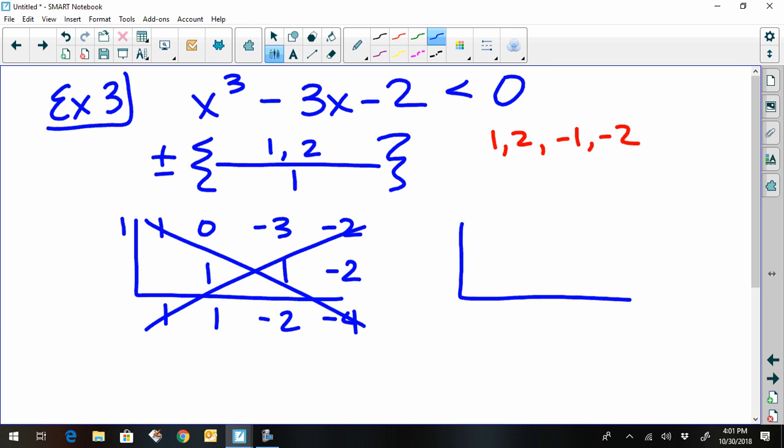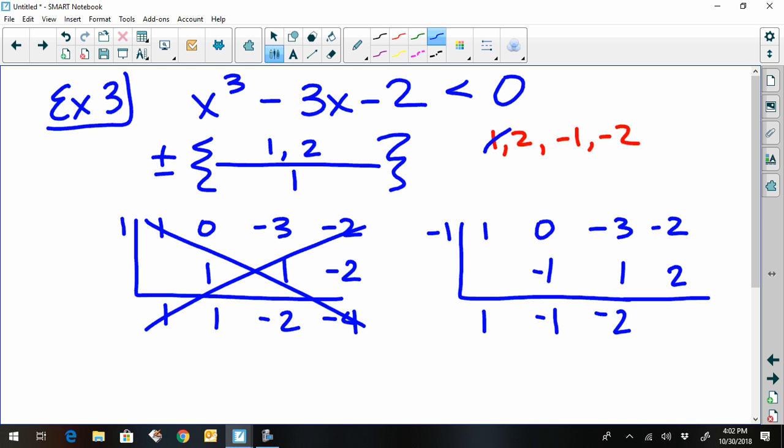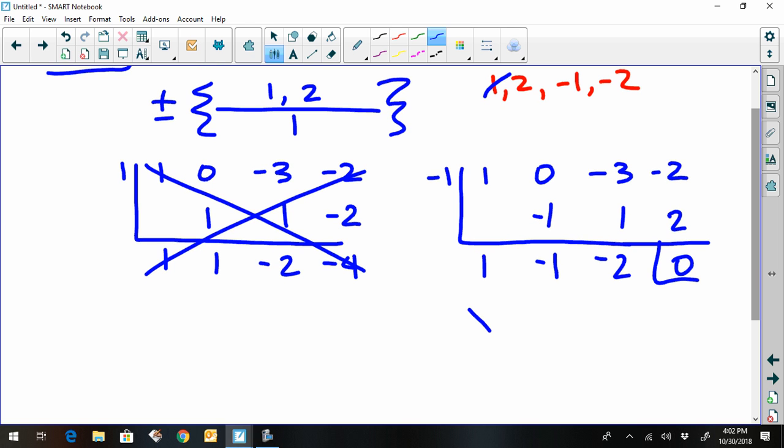Okay, let's try another one. Remember, it's okay if it doesn't work, because we just tried 1. We've only got 3 left. They look like they should work. Okay, let's try negative 1. We have 1, 0, negative 3, negative 2. All right, we bring down the 1, we multiply. We add, we multiply. We add, we get negative 2. We multiply, we get 2. We add, we get 0. Awesome. Nice, that one worked. So we found one of our zeros. Now we have x squared minus x minus 2.